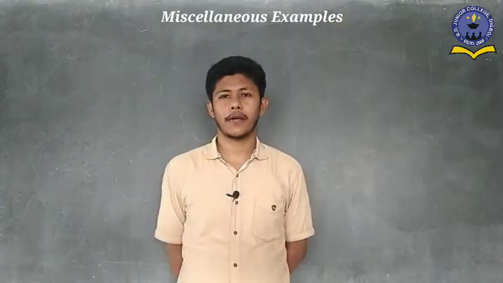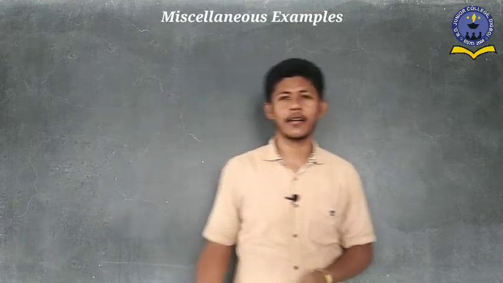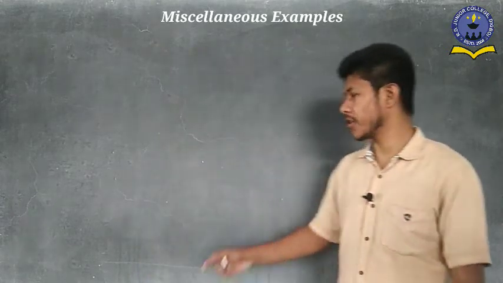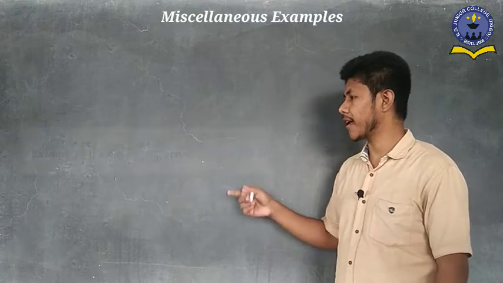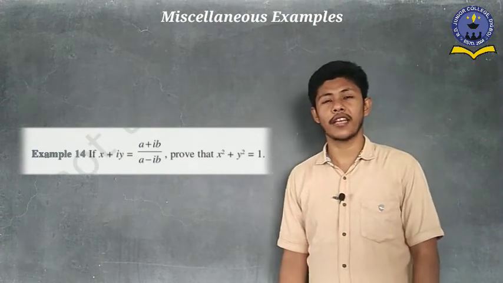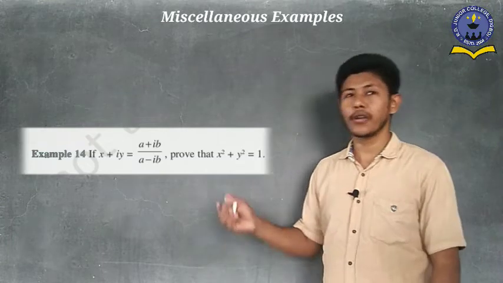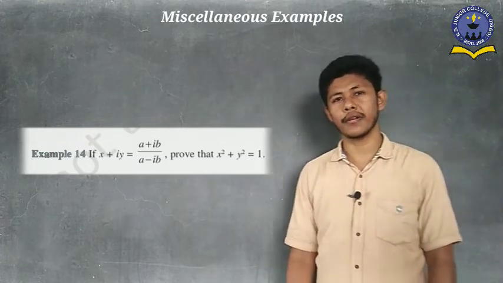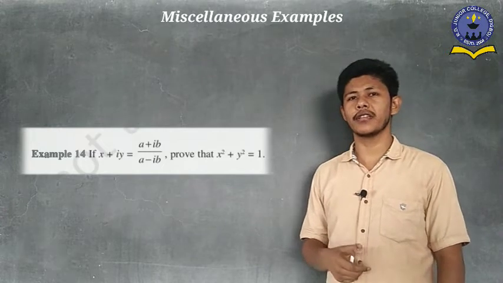Is it clear? After completing question number 13 here, now next one is example number 14, and the question is given in this way. A complex number is given, x plus iy equals a plus ib divided by a minus ib, isn't it? And what we need to prove here? We need to prove x square plus y square equals 1, isn't it? So let's see how we can prove this one. Very easy and simple question.